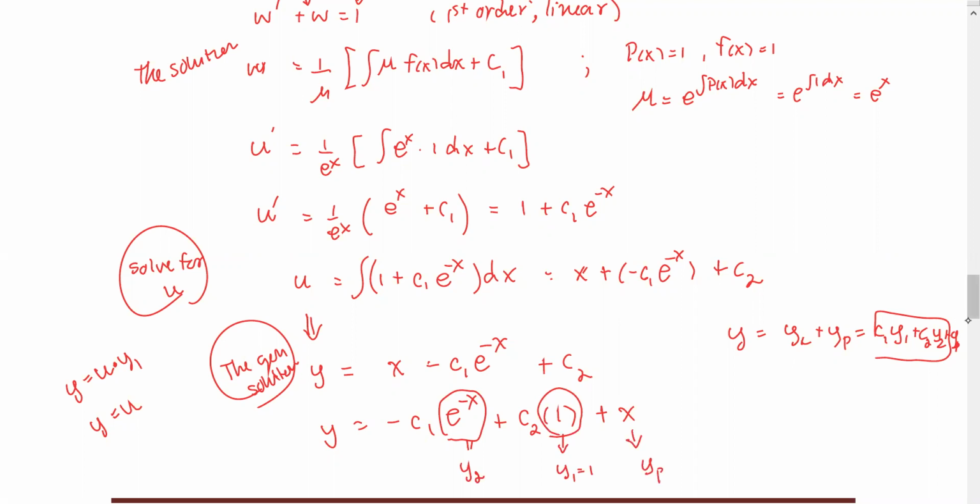Now we get them all. So y1 equals 1, y2 equals e to the negative x. Those are linearly independent solutions of the associated homogeneous equation. And yp is the function without the coefficient parameters c1 or c2.